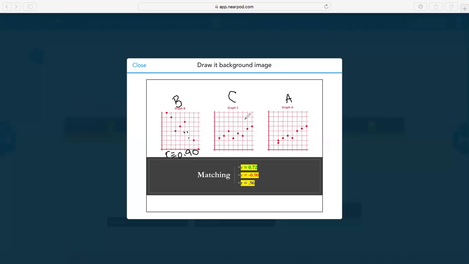But hey, all right, graph C. Sophia, which one do you think goes with graph C? Absolutely. And I could kind of use process of elimination because this one is tighter, and so this one looks stronger. So 0.96. Awesome.